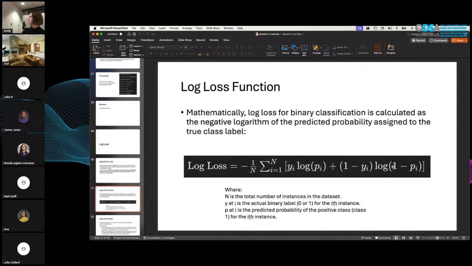And then when this is turned on, so when y at I is 0, then we're going to calculate the log of 1 minus the p of I. So if our probability was 0.2, we're going to take 1 minus 0.2, which is going to be 0.8, and that's how we're going to calculate the log loss.